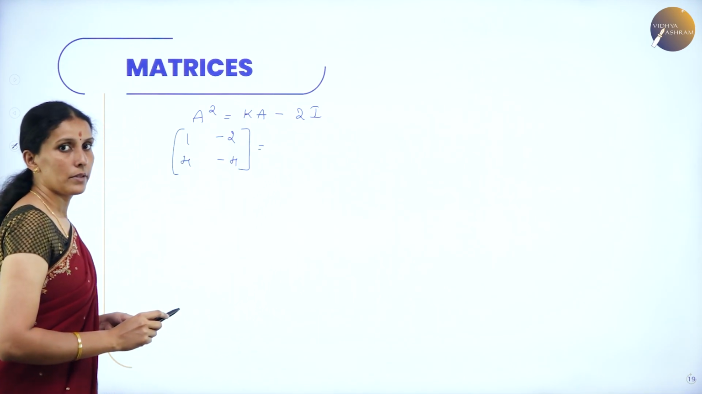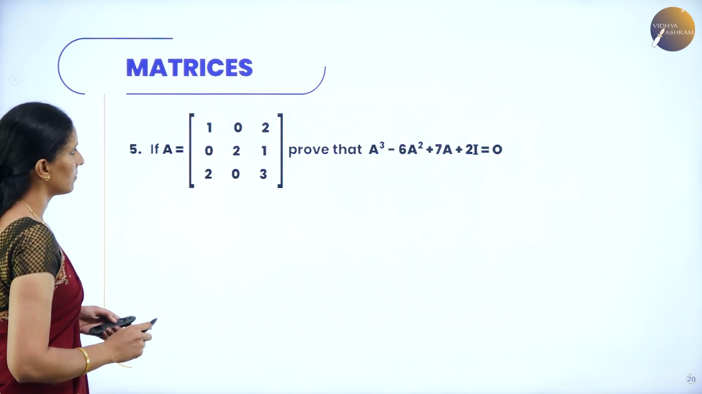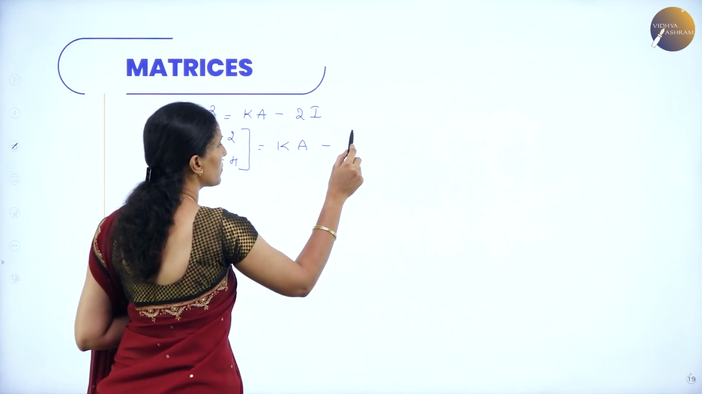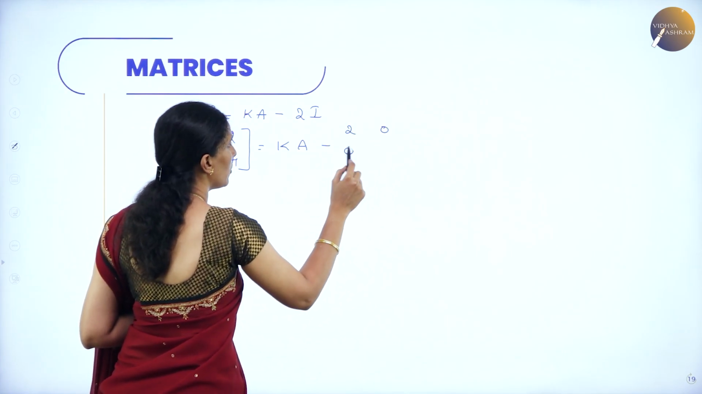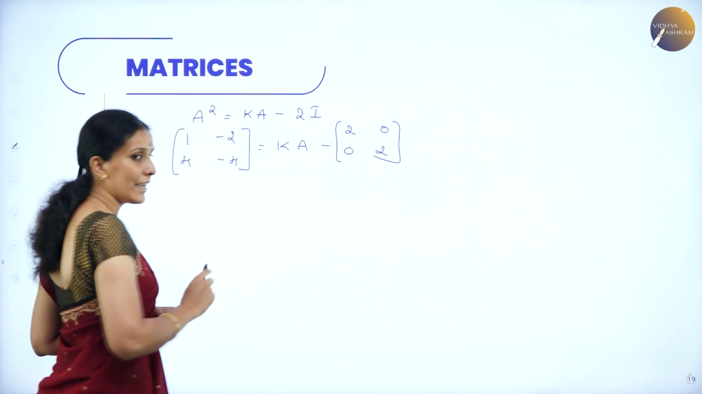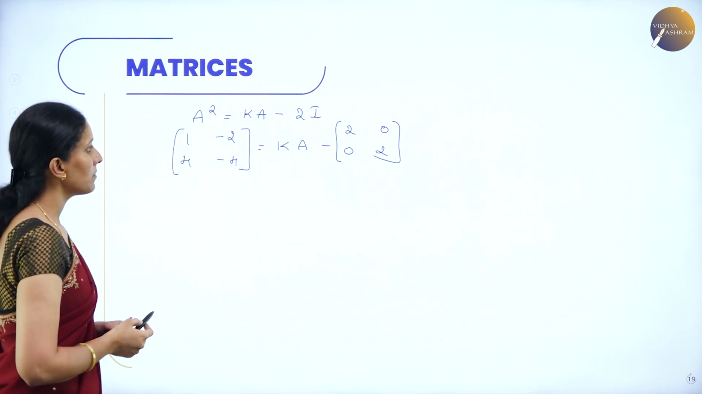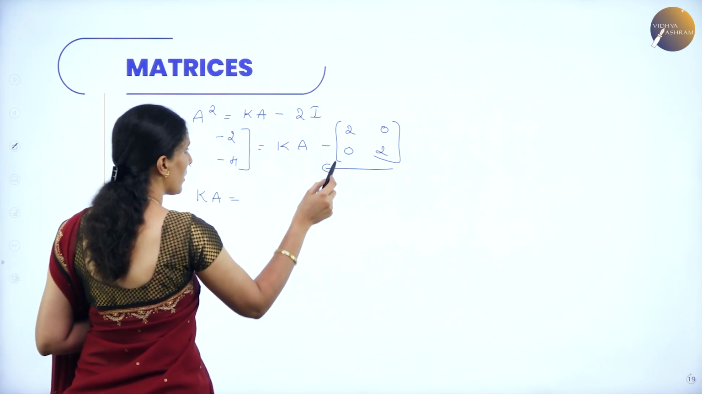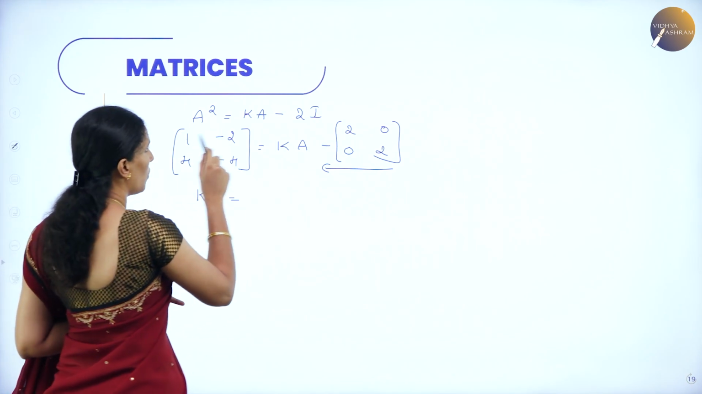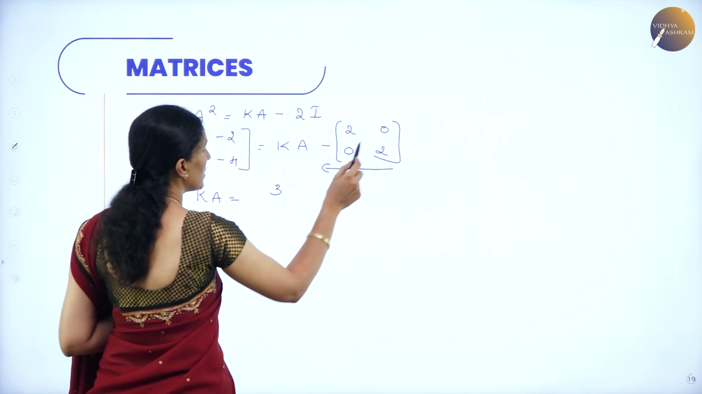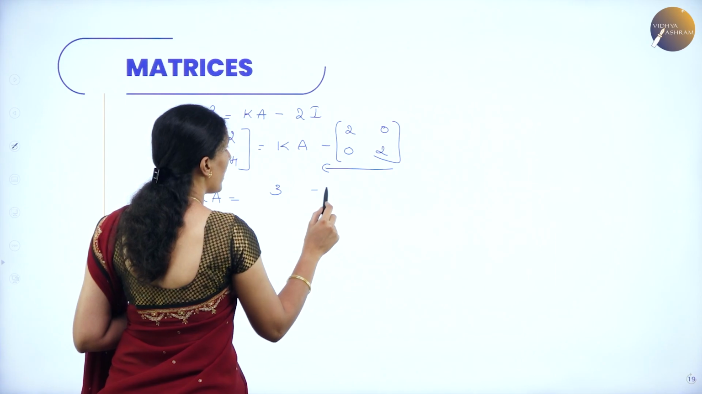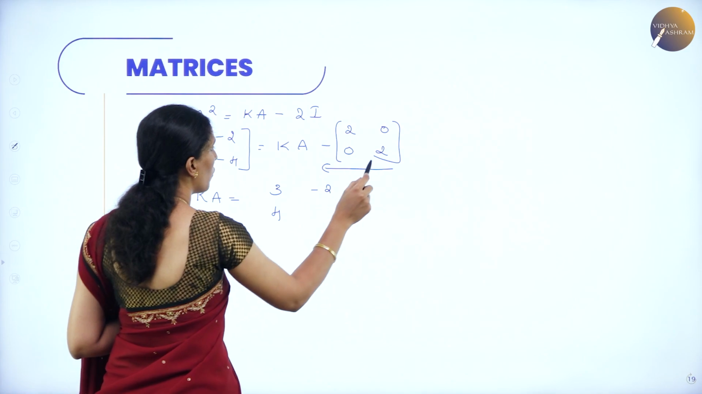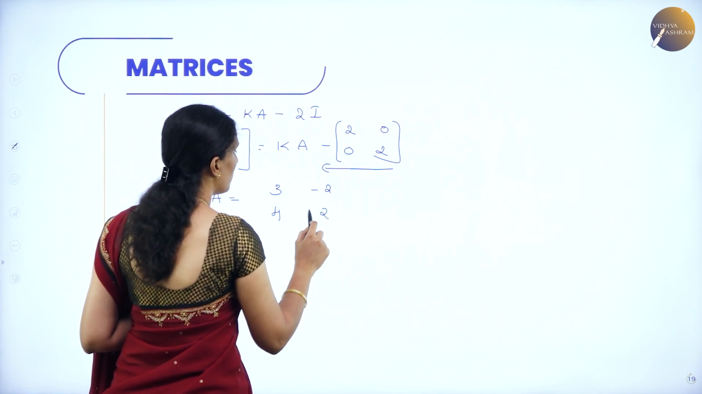So kA, here we have k into A. Let's write kA as it is here. So minus 2 into I means what does it become? 2, 0, 0, 2. Because I is 1, 0, 0, 1, when you multiply by 2 it becomes 2, 0, 0, 2. Now we get kA is equal to, when you shift this matrix here, it will add. So 1 plus 2 is 3, minus 2 plus 0 is minus 2, 4 plus 0 is 4, minus 4 plus 2 is minus 2.